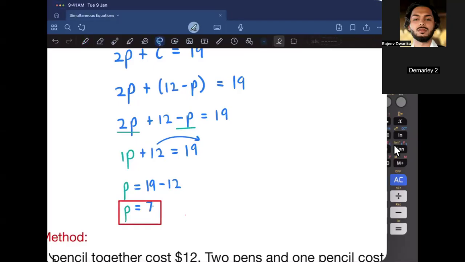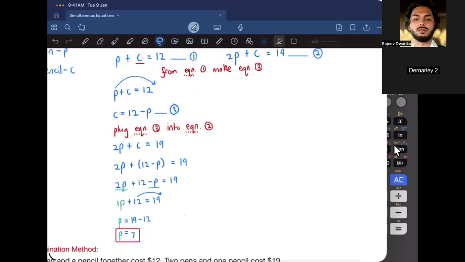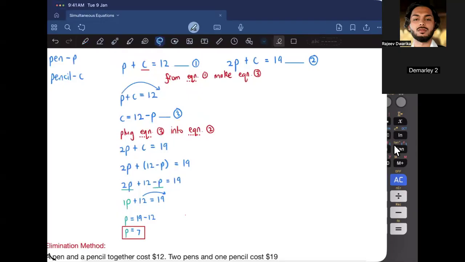Let me ask you this. All right. How are we going to find the cost for the pencil now? Do we have any equation telling us what the pencil will be equal to? Yeah, the pencil would be equal to 12 minus P. Right. Remember, C is equal to 12 minus P. So if I wanted to find the cost of the pencil, I would say 12 minus what? What do we find P to be? 7. So C is equal to 5. Right.